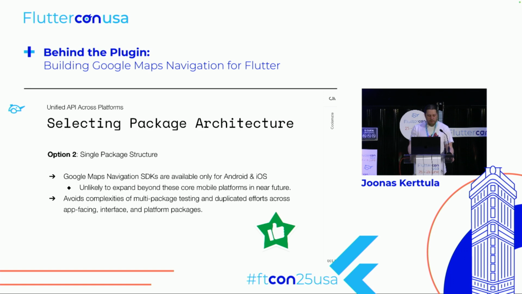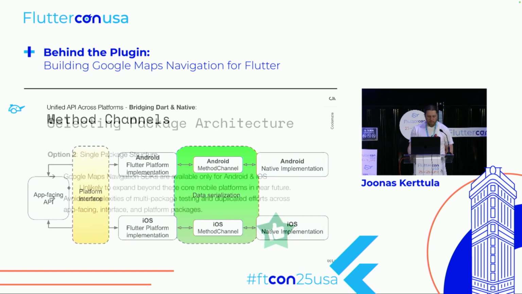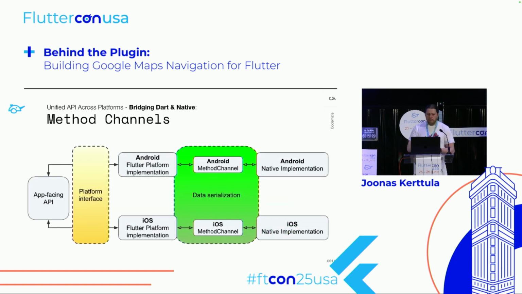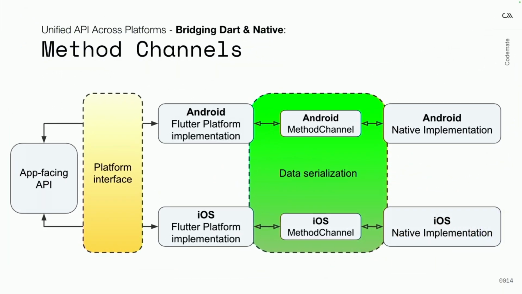So this was our selection, and for good reasons. For federated package structure, it's really good, but for our purposes, this was a much better choice. Unified API across platforms also consists of bridging Dart and native. We had a few choices. Let's talk about method channels first.